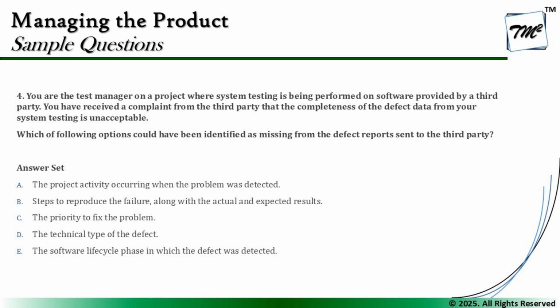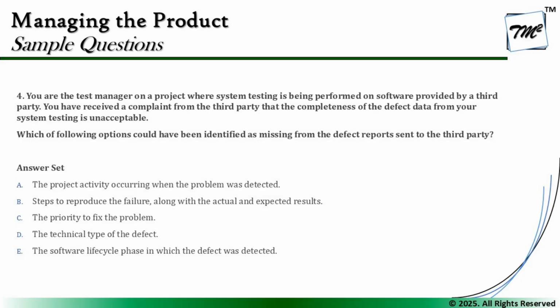Then you have received a complaint from the third party that the completeness of the defect data from your system testing is unacceptable. You would have this situation quite often. The next important thing, which of the following options could have been identified as missing from the defect report sent to the third party? Again, we have to keep it very straightforward. One, you're working with an external organization. Second, they don't find enough information in your defect report. So we'll have to figure out that information which is not yet told to you, and why you think this is important to share with someone external to your organization.